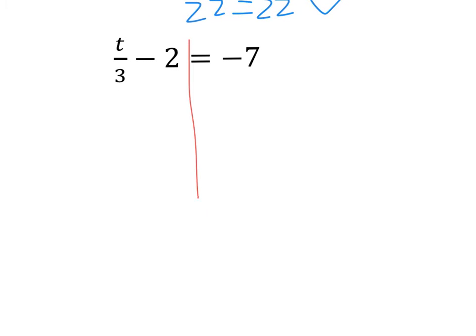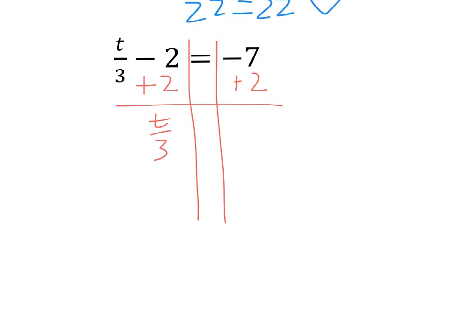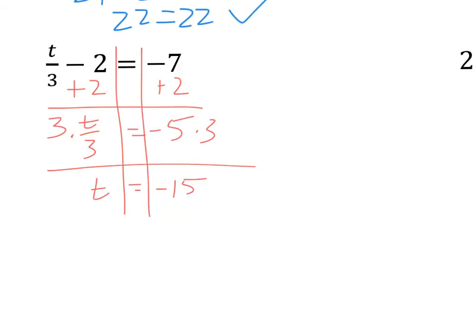All right, let's look at this next one. We'll draw on our railroad tracks. And now in this case, we have t divided by 3, and then we're subtracting 2. So the first thing we want to do is add 2 on both sides. Okay, so we have t divided by 3 is then equal to negative 5. And now we have t divided by 3, the inverse of division is multiplication. So we'll multiply by 3 on both sides to get t is equal to negative 15.